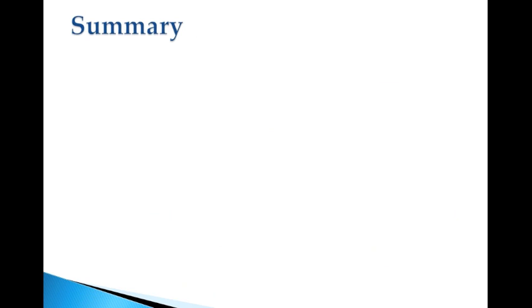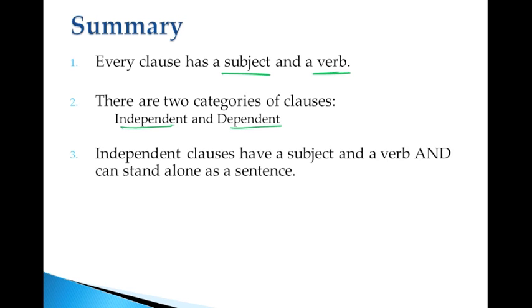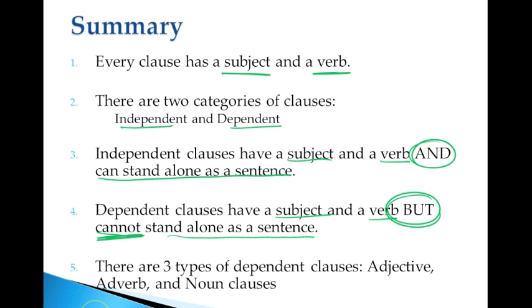Here's a summary of the main points. Every clause has a subject and a verb. Key. There are two categories of clauses, independent and dependent. Independent clauses have a subject and a verb, and they can stand alone as a sentence. Dependent clauses have a subject and a verb, but they cannot stand alone as a sentence. And finally, there are three types of dependent clauses: adjective, adverb, and noun clauses.